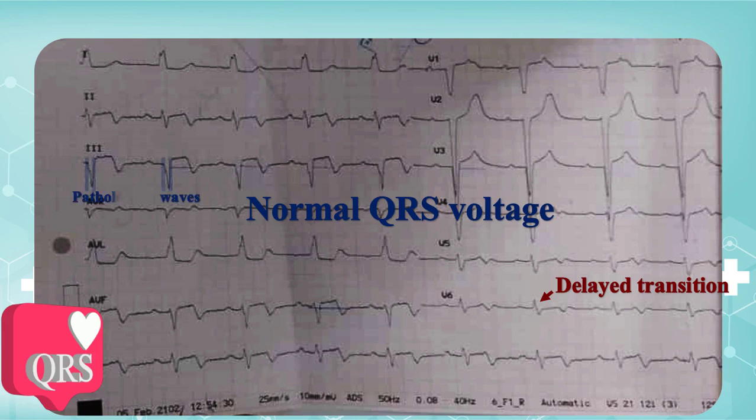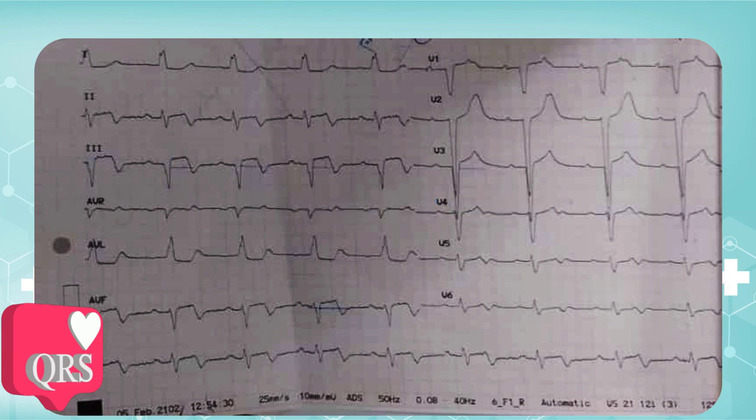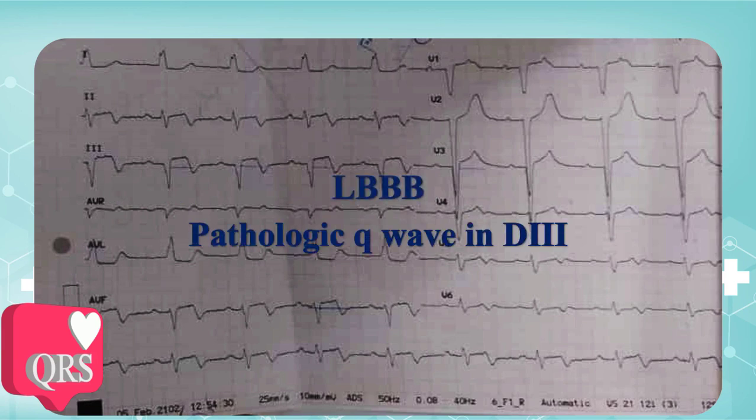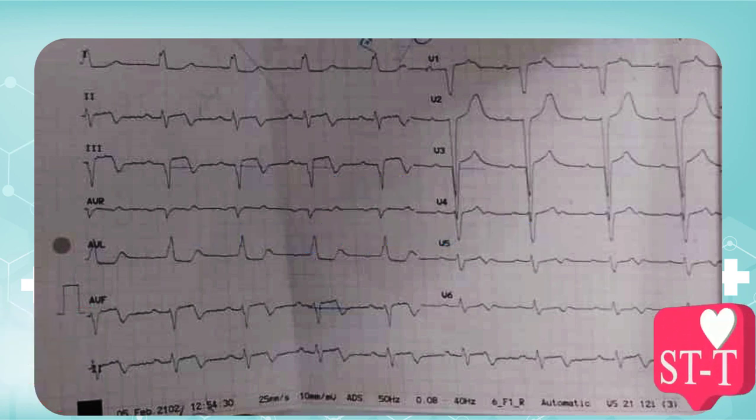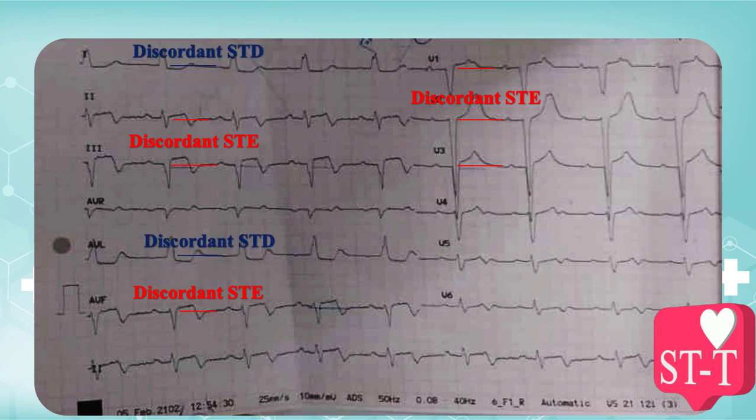There are pathological Q waves in D3 as well. In summary, the QRS changes include wide complexes with poor R wave progression due to LBBB and pathological Q in D3. Let's go through ST segment and T wave. There are discordant ST elevations in V1 to V3 and inferior leads. Discordant ST depressions are present in D1 and AVL as well.